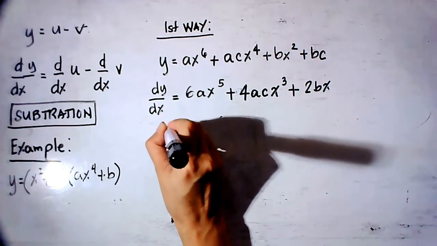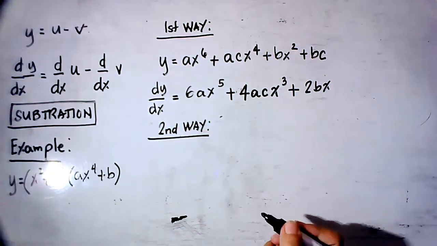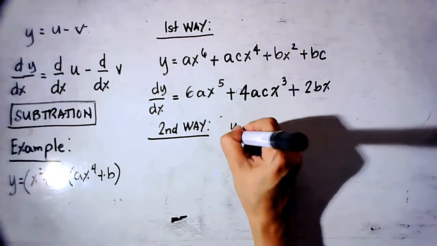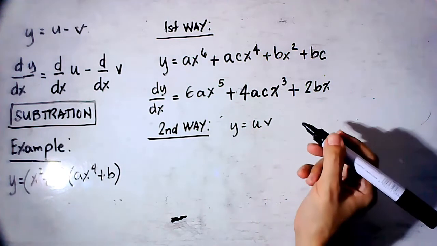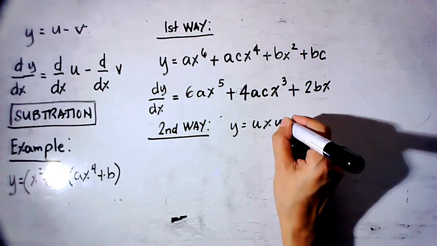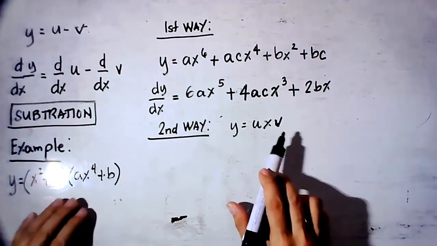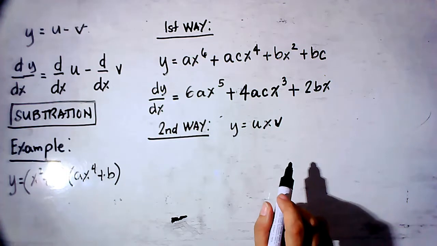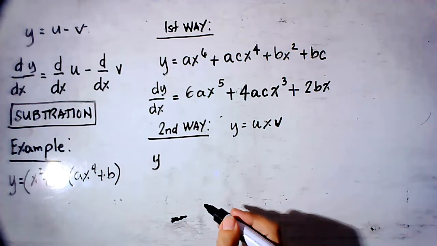The second way would be, we go back to the first principle and then we consider the equation y equals u times v, wherein u, in this case, is x squared plus c, and v is ax to the fourth plus b. So in this case, we are going to follow the same procedure as for the rule of addition.